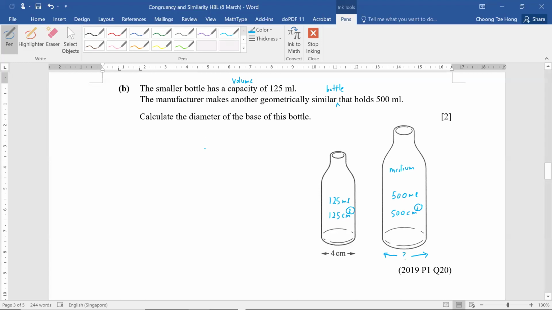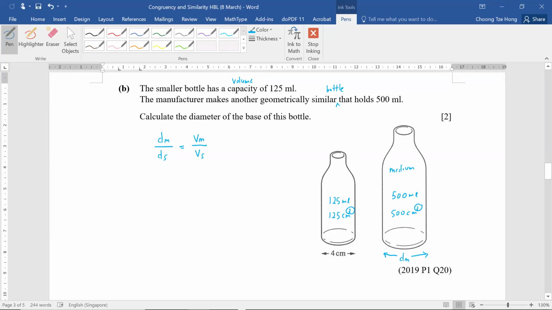Same thing. What we want to find is the diameter of the base of this bottle. Let's call this dm, the diameter of the medium bottle. So the relationship, let's form. Same thing, whatever you want to find, put at the top left hand corner. So dm over ds will be equals to the volume of the medium bottle over the volume of the smaller bottle.